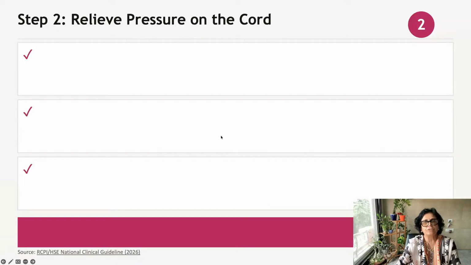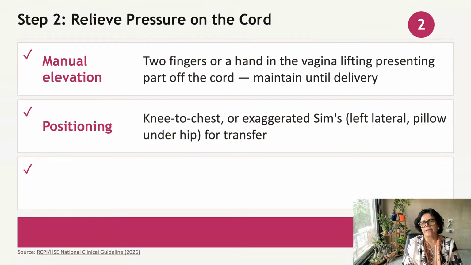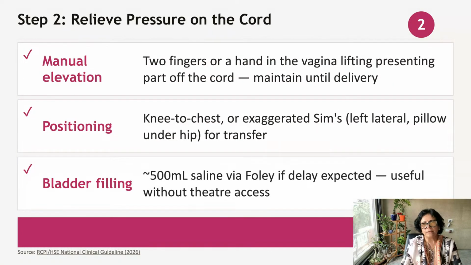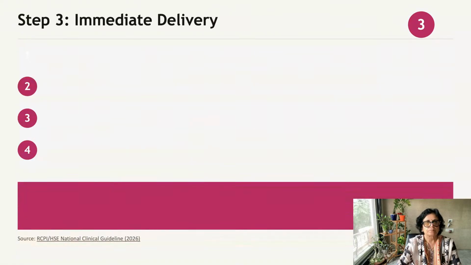Step 2, relieve the pressure on the cord. Manual elevation: two fingers or the hand in the vagina, lifting the presenting part off the cord and maintaining it until delivery. Positioning: knee to chest or exaggerated Sims left lateral, with a pillow under the hip for transfer. Bladder filling: more than 500 ml saline via Foley's if delays are expected, usually without theater access. Do not replace the cord. Tocolysis only if fetal heart abnormalities persist.